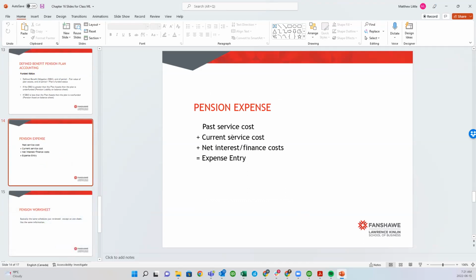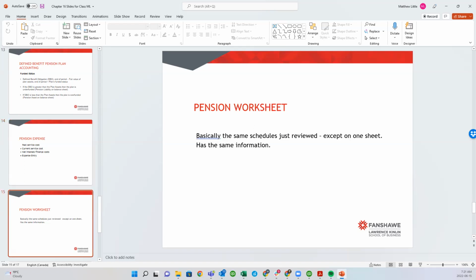Now, to determine your pension expense under a defined benefit pension plan, you'll look at your past service costs, which will be a current expense, plus your current service costs, plus any net interest or finance costs, which will become your expense entry. Now we'll look at a pension worksheet shortly. We'll come back to that.